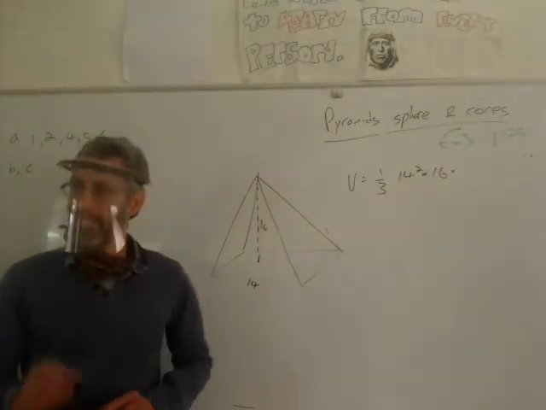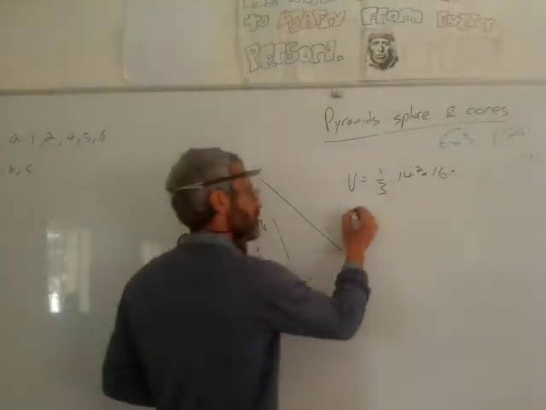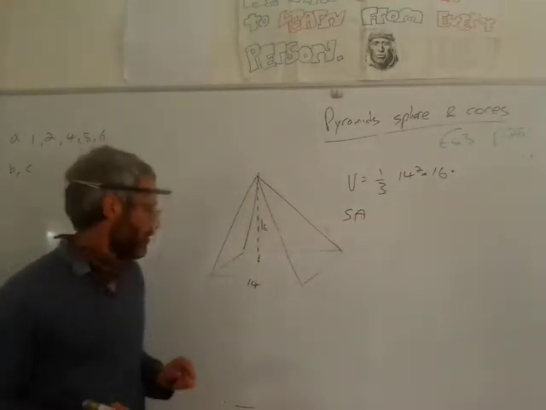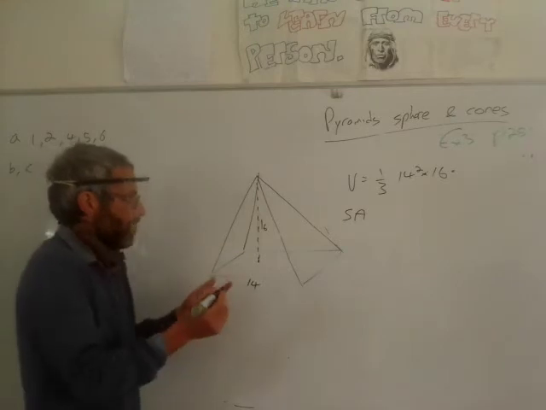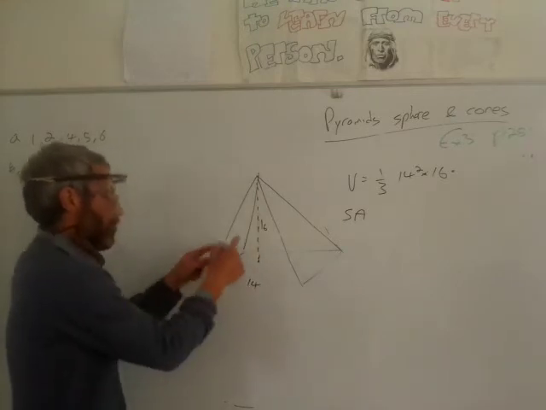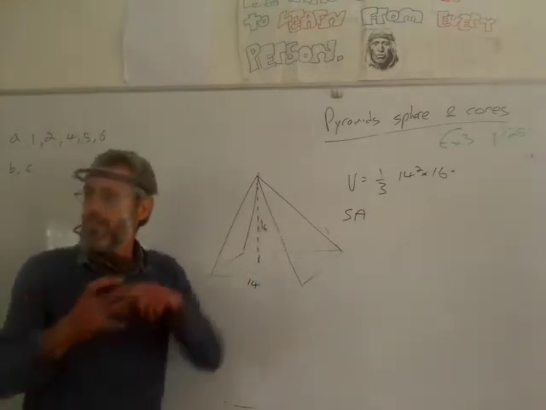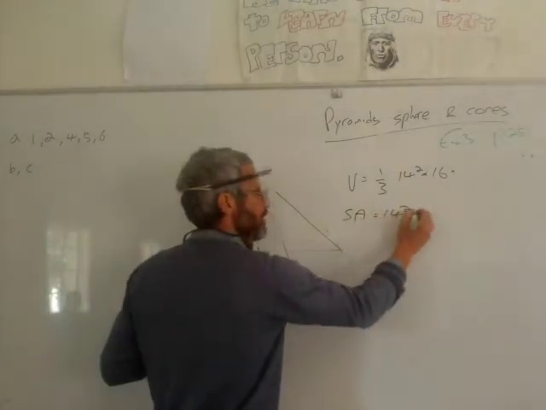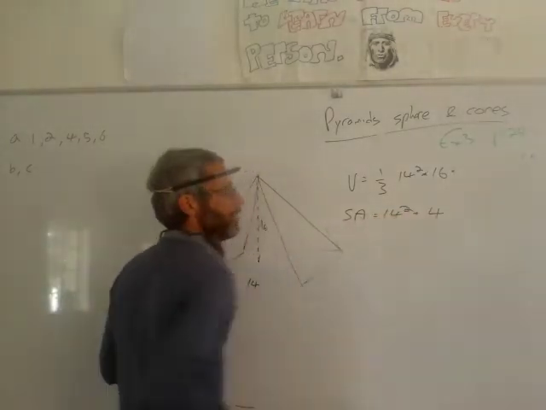Where is the problem? As I told you, the problem is always going to be in the surface area. That's a little bit more complicated. So we've got 1, 2, 3, 4, 5 sides. The first one is the square, 14 squared. Then we've got 4 triangles.